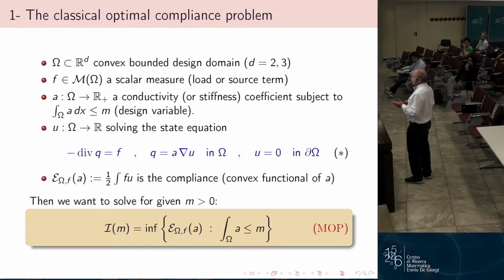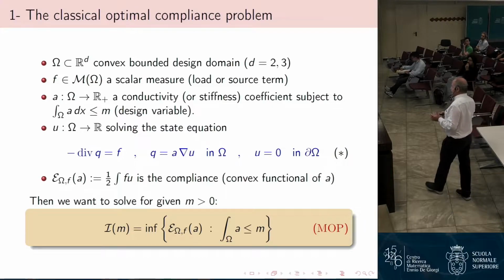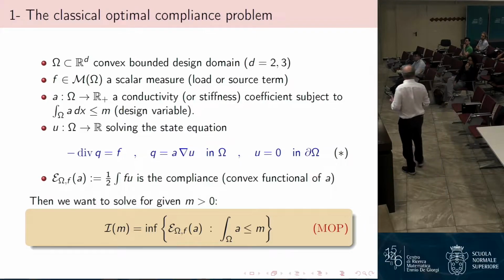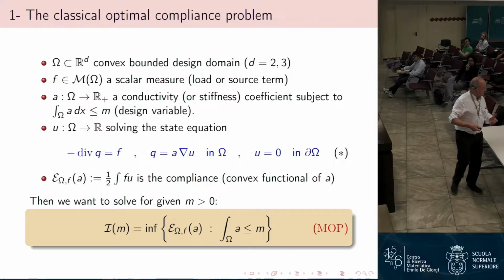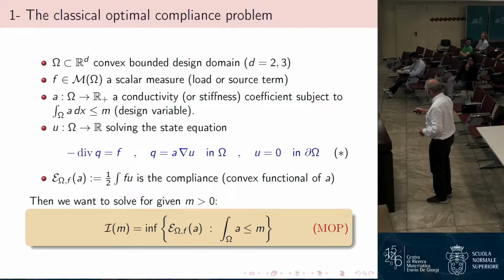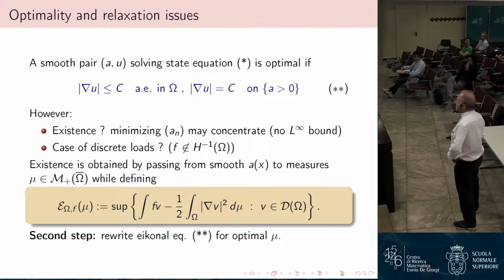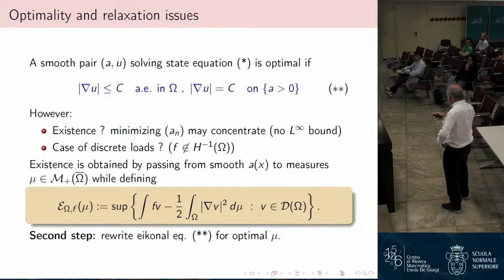Okay, so you have a convex problem. A priori, but in fact, the minimizing sequence can oscillate and also concentrate. In many cases, they concentrate in lower dimensional subsets: line measures or surface measures if you are in R^3.